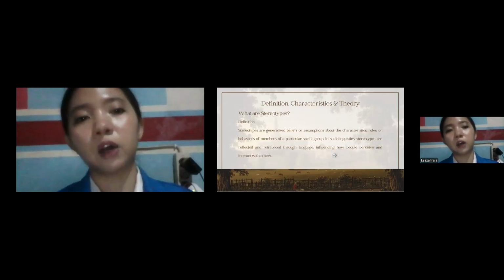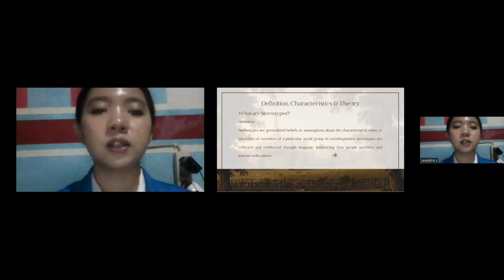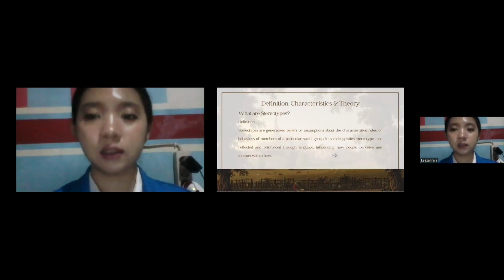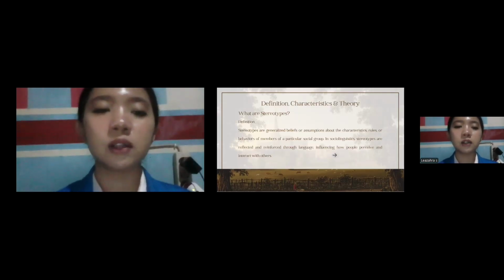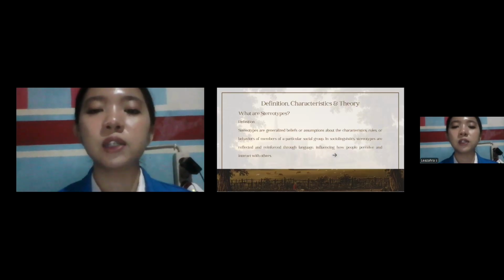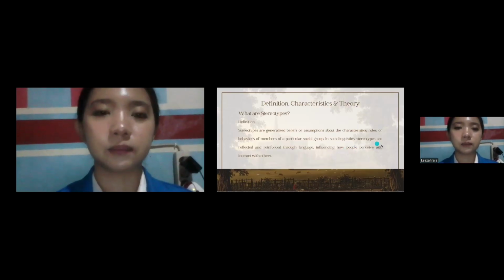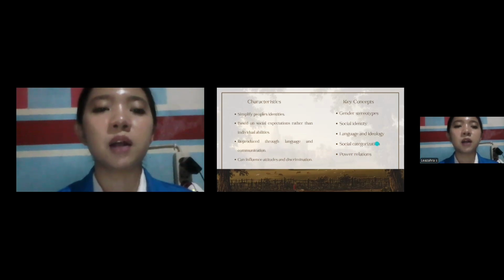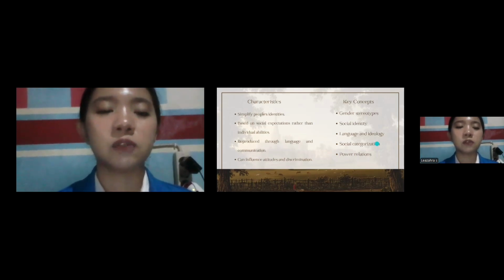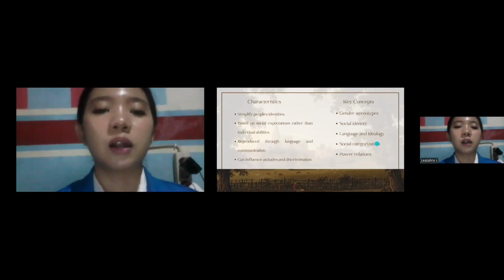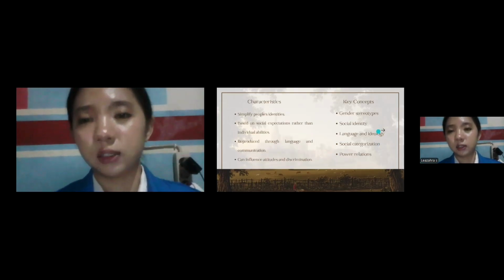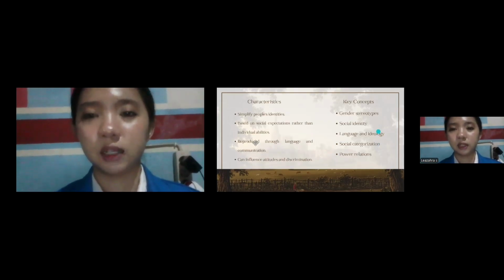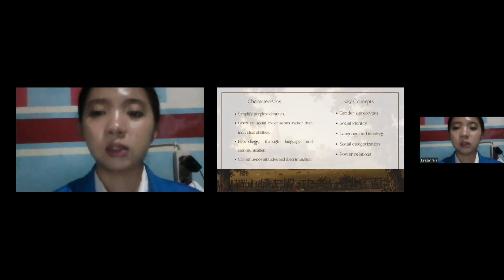Definition, characteristics, and theory. What are stereotypes? Stereotypes are generalized beliefs or assumptions about the characteristics, roles, or behavior of members of particular social groups. In sociolinguistics, stereotypes are reflected and reinforced through language, influencing how people perceive and interact with others. Characteristics: they simplify people's identities based on social expectation rather than individual abilities, are reproduced through language and communication, and can influence attitudes and discrimination. Key concepts in stereotypes are gender stereotype, social identity, language and ideology, social categorization, and power relations.